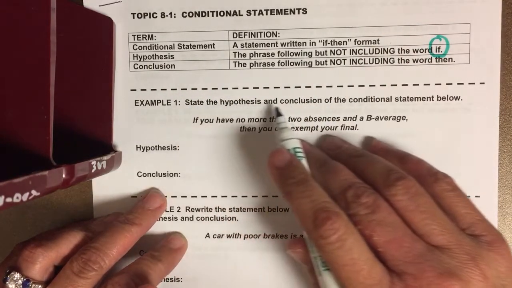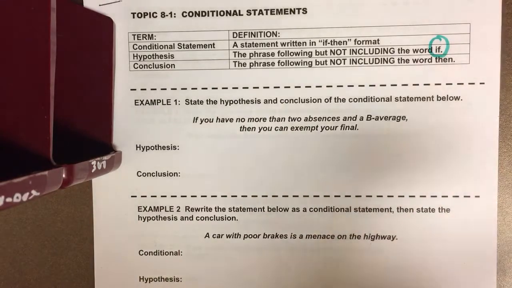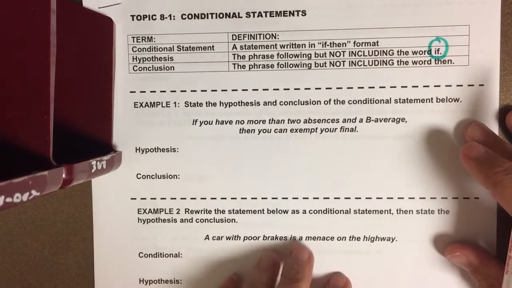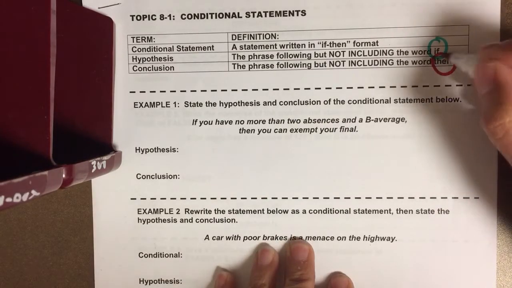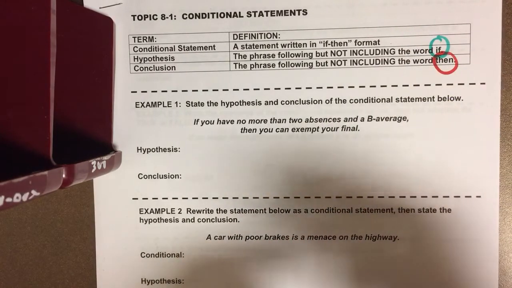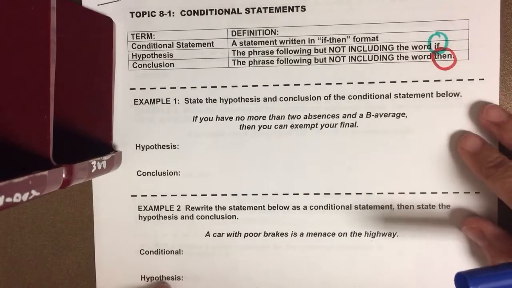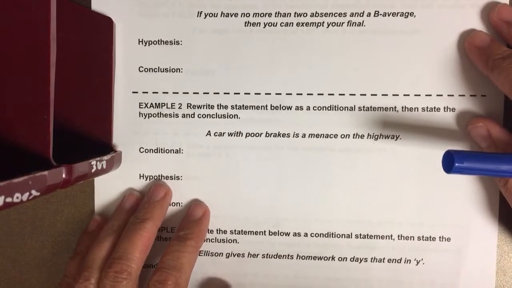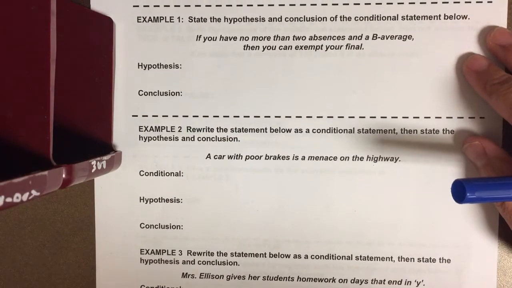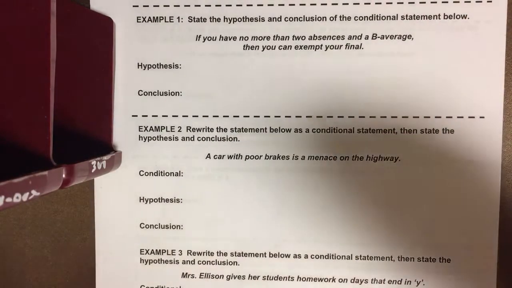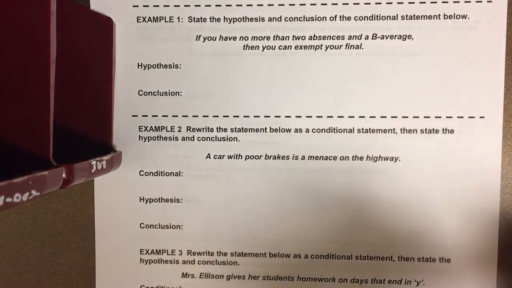So if I look at the hypothesis, it's the condition that has to be present. The conclusion is the then, the result. So the hypothesis is what has to happen first, what condition has to be present, and the conclusion is what's going to happen if that condition is present. So I'm going to look at my first example here. It says, state the hypothesis and conclusion of the conditional statement below.